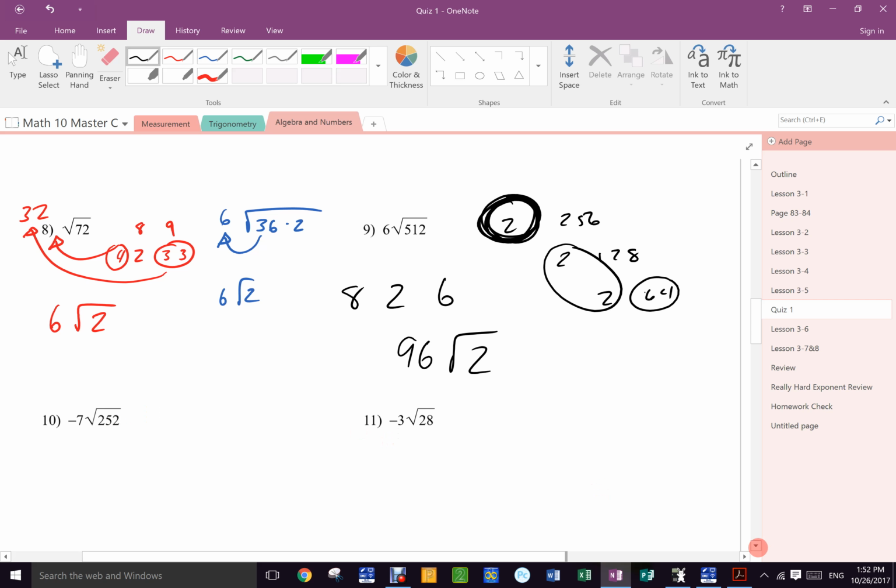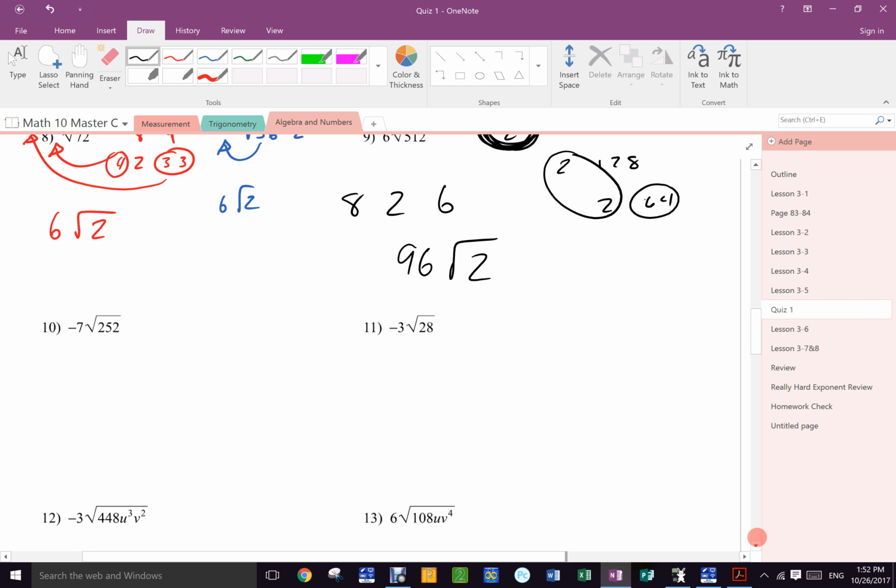All right. What makes number 10 different? There's a negative out in front. What do you do with all the numbers that are out in front? Multiply them together. So, if we had 252, we've got to break it down, right? Because if we didn't have this, we know what to do, don't we? So do it. 252 ends in 2. So what should I divide it by? 2. 126. Does that end in an even number? So what should I divide it by? 2. 63. What's 63 break into? 9 and 7.